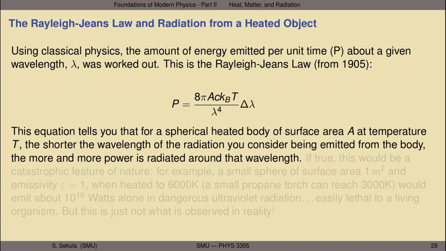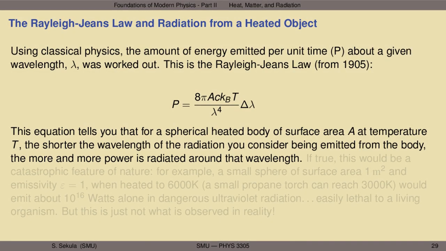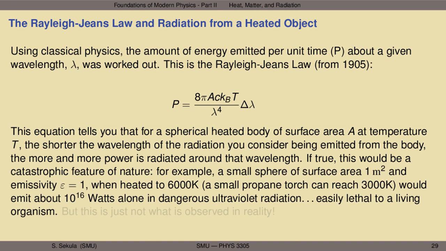So for example, this tells us that for, say, a spherical body that's heated to a certain temperature T, and that body has a certain surface area A, the shorter the wavelength of the radiation you consider being emitted from the body, the more and more power is radiated around that wavelength. If true, this would be a catastrophic feature of nature. So for example, consider a small sphere of metal or something like that. You make it out of a very good material, and it's got a surface area of just 1 meter squared, and it's got an emissivity of 1.